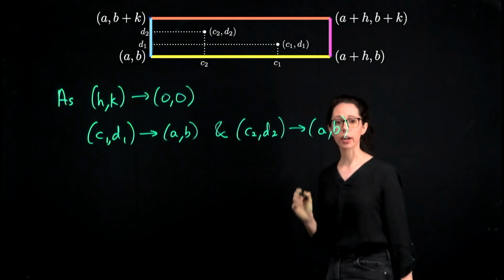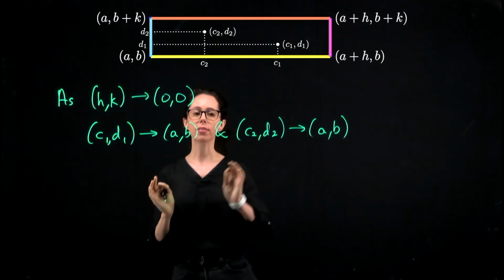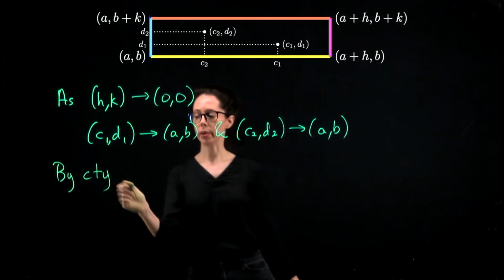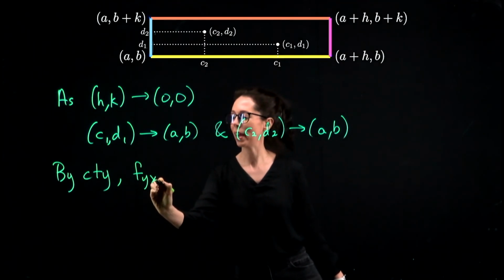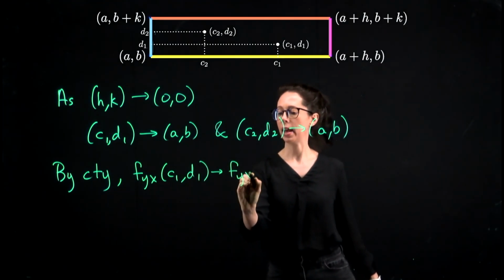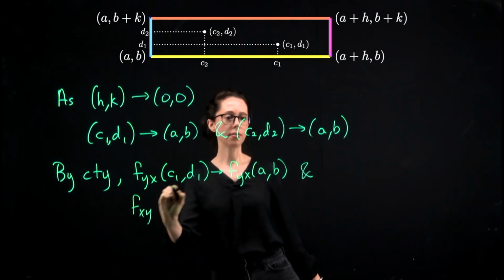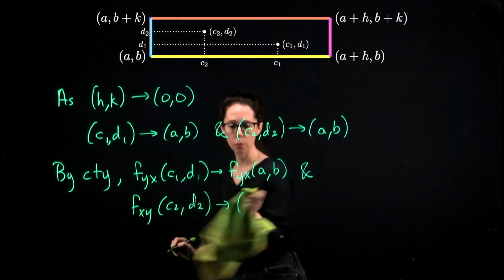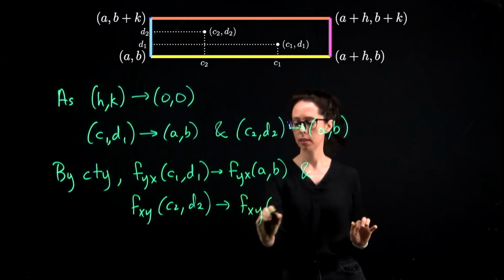Because the second partials are continuous, we also know what happens to f sub yx of C1, D1 and f sub xy of C2, D2. So by continuity, I believe it's yx that partners up with C1, D1. So f sub yx of C1, D1 goes to f sub yx of AB, and f sub xy of C2, D2 goes to f sub xy at AB. We're not quite done, but I just want to make these observations.